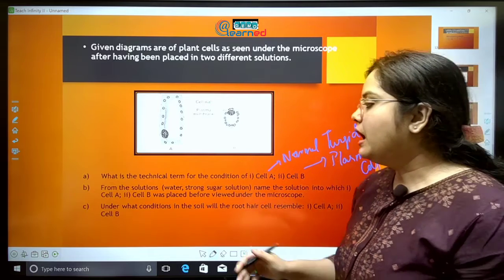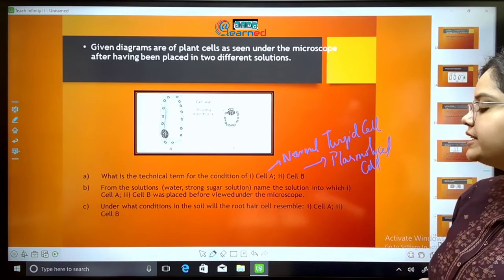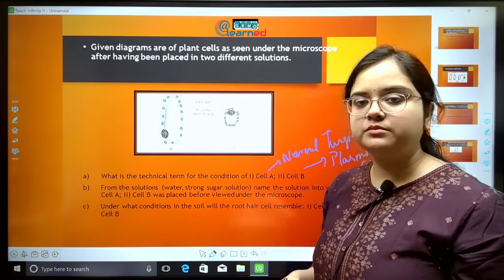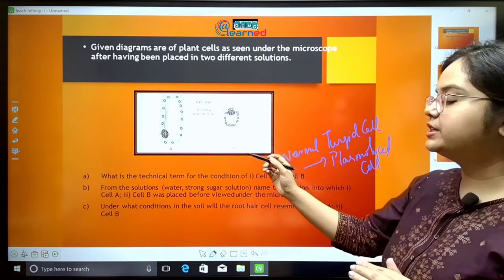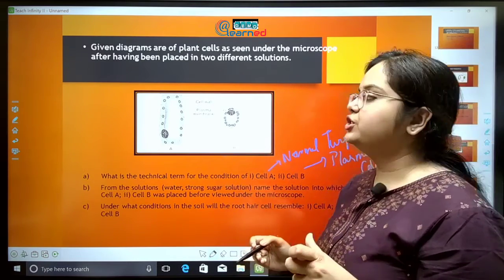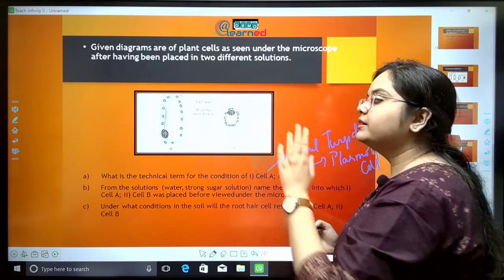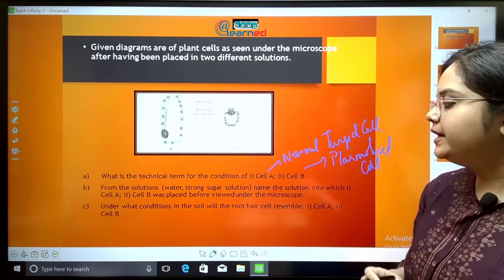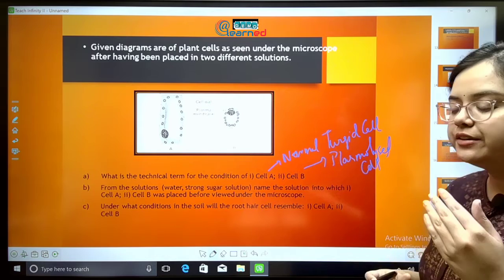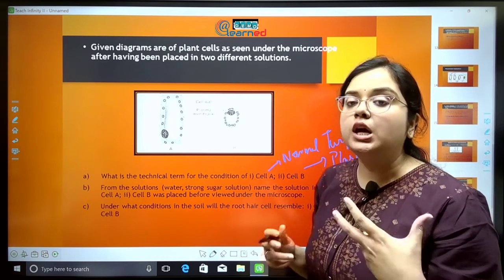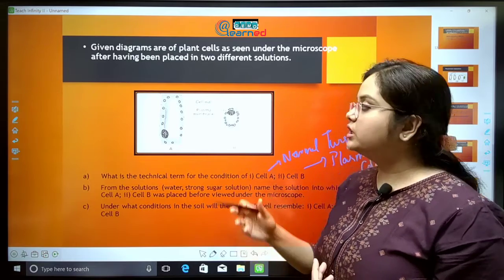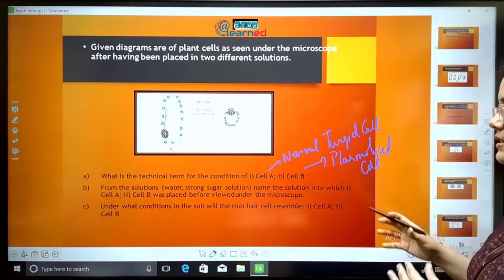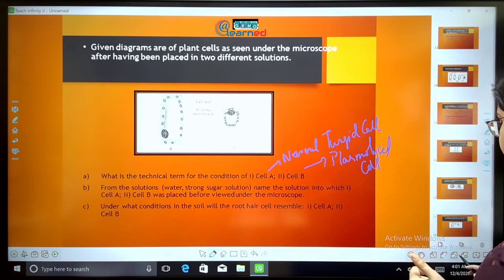plasmolyzed. Under what conditions in the soil will the root hair cell resemble cell A and cell B? Under normal isotonic condition, under hypotonic condition, it will take up the water, and in the soil it will take up the water and it will turn turgid. And cell B, how will the root cell behave? If the soil has a lot of solute concentration in it, like salt and sugar, then it will turn to cell B. So in this way, you have to frame your answers and write. Some are objective, some where you have to discuss it.